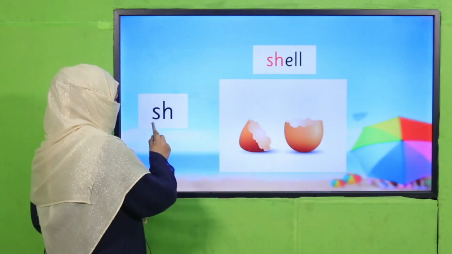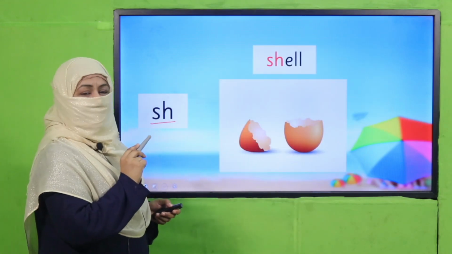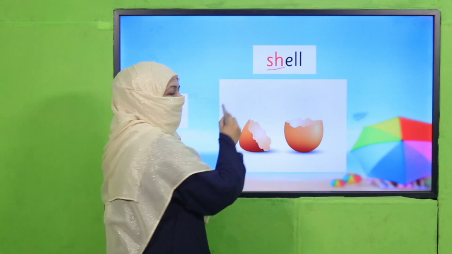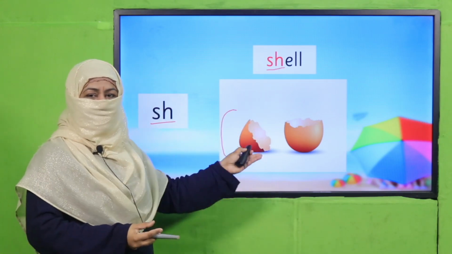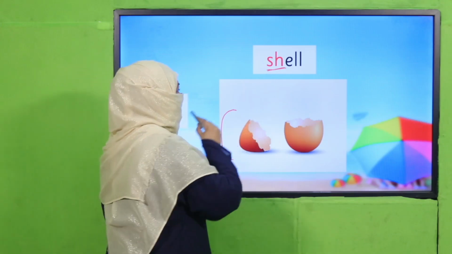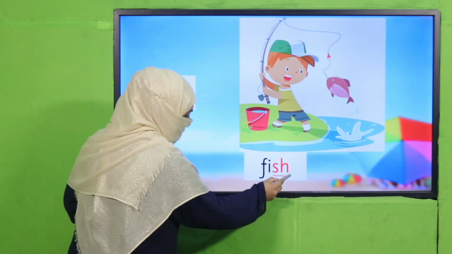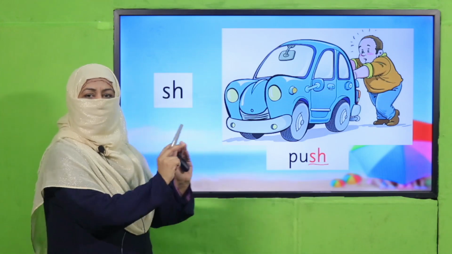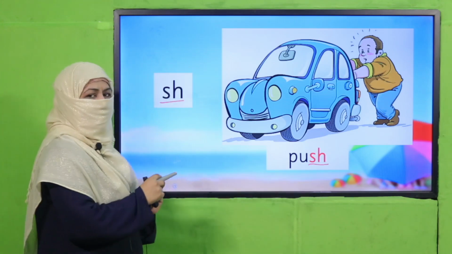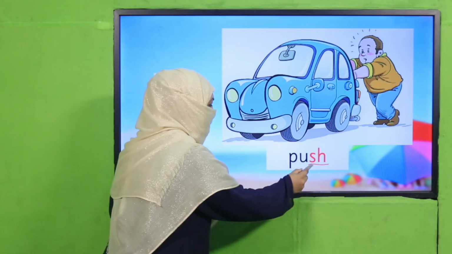And SH, what is the sound? Sh, as in shell. This is eggshell. Shell means any covering, so this is eggshell. Shell. Fish. And push. When you push something, push. Because SH gives sh sound, it's push.